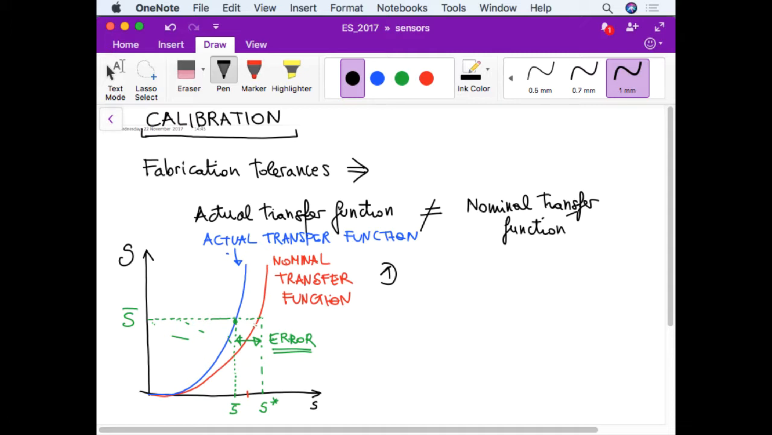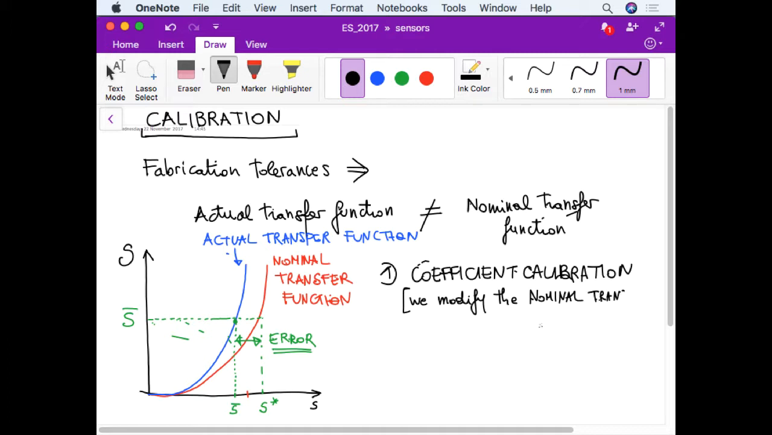And how do you do that? You have the nominal transfer function as a function with some coefficients, and then you calibrate, you adjust the coefficients in order to modify the nominal transfer function and make it as close as possible to the actual transfer function. So this is just a sort of coefficient calibration. I adjust the nominal transfer function. So we modify the nominal transfer function to fit the actual one.